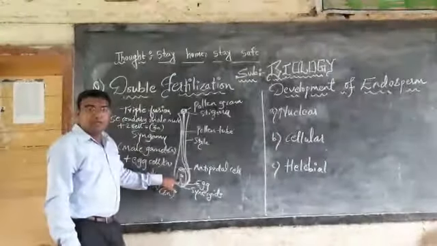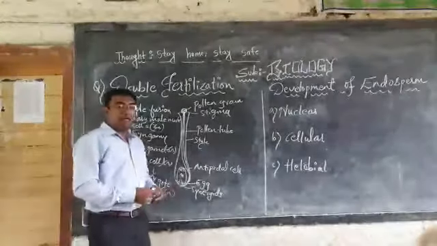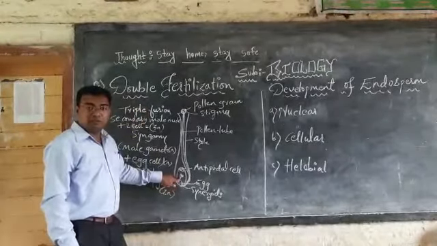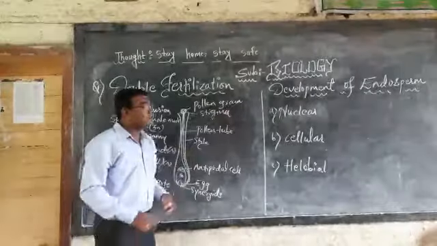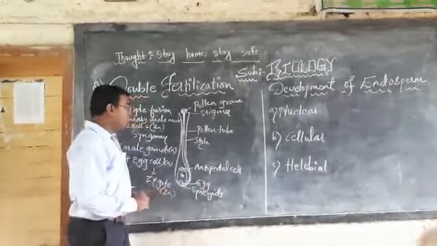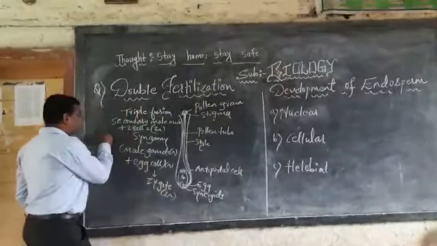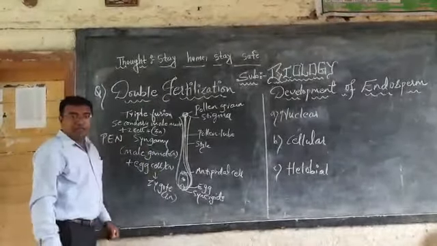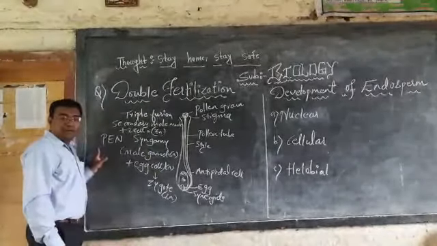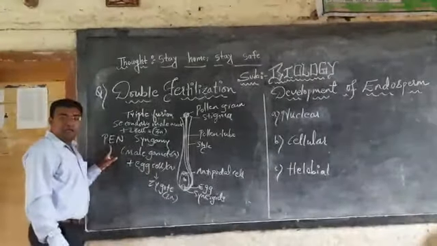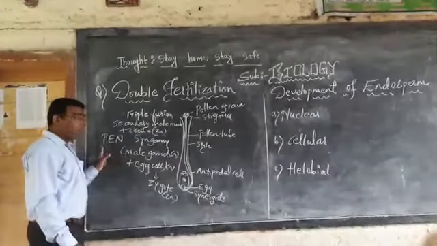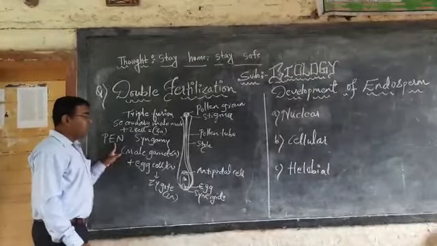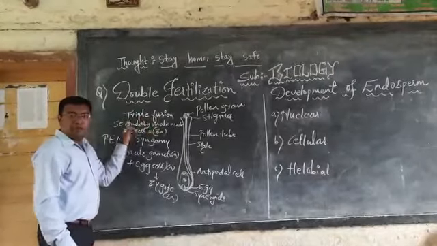What will it form? Triploid. And further after mitosis, it will result in the formation of endosperm. And that is our topic today, the development of endosperm. We also call this stage PEN. P-E-N. What is the meaning of PEN? PEN means P for primary, E for endospermic, N for nucleus. It is a primary endospermic nucleus formation, and this formation takes place after a triple fusion.